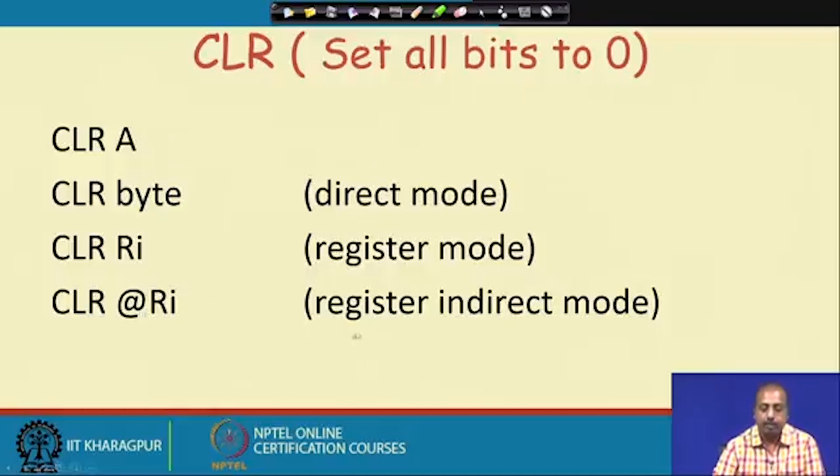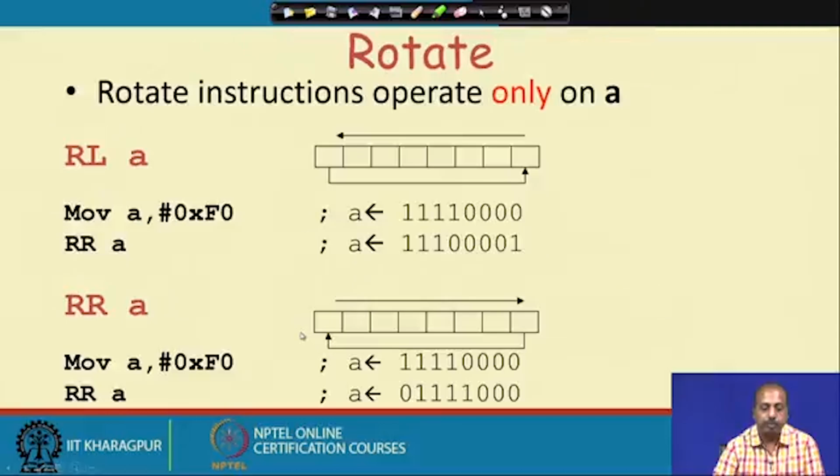Then clear RI. So, this is in the register indirect mode. So, you can clear some memory location. So, this way we can clear the bits of some memory locations. This is the RLA instruction. So, as I was telling, it will rotate left.